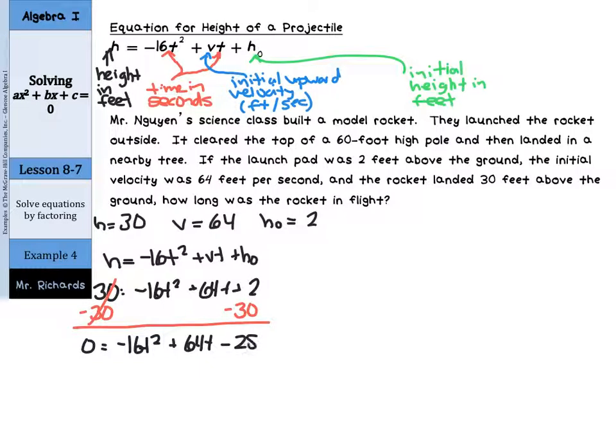minus 28. Now, remember in one of the examples we could pull out a greatest common factor, and the same thing can be applied here. We can pull out a 4. So I can say 0 equals 4 times negative 4t squared plus 16t minus 7. Now, I will say though, to factor, we don't want this a term to be negative.